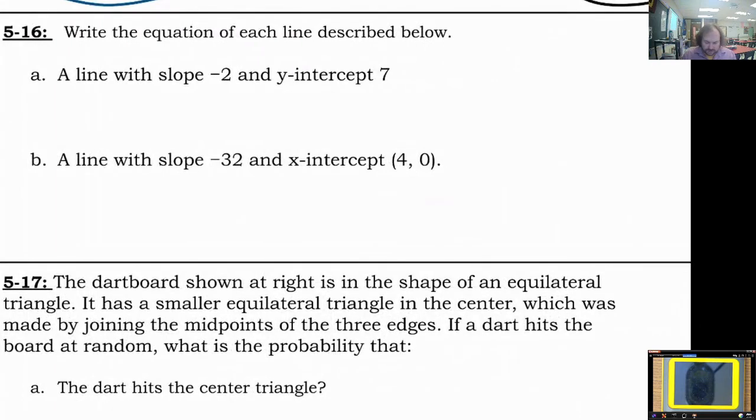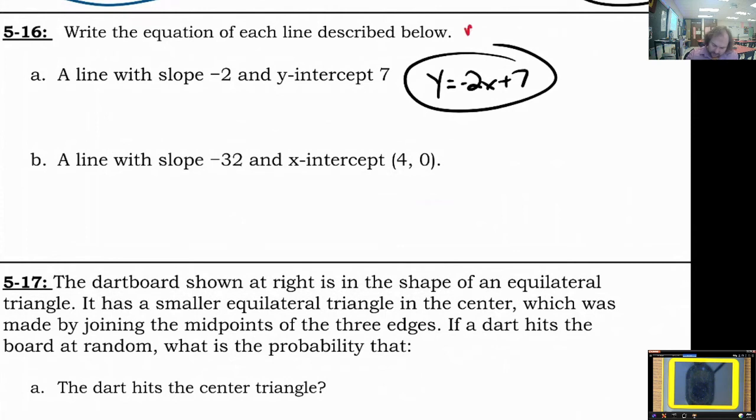516, write an equation for each line described below. First one's really easy. Slope of negative 2, y-intercept of 7, that is y equals negative 2x plus 7. Really simple. The slope, m, goes right there. The y-intercept, which is b, goes right there. So they told us m and they told us b. The next question is not so easy to solve.